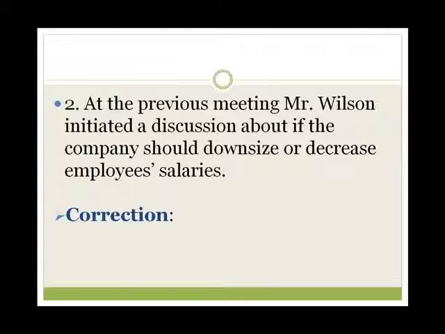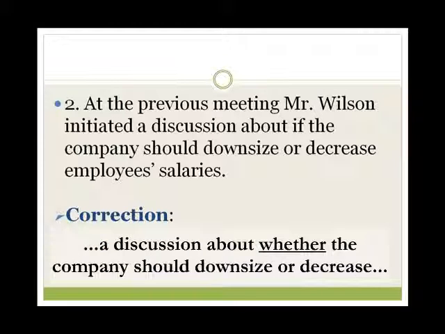The correction is, at the previous meeting, Mr. Wilson initiated a discussion about whether the company should downsize or decrease employees' salaries. We're talking about uncertainty here. There are two alternatives, but we cannot use if after the preposition about. We must use whether. Also, even if we had the choice, whether would be more appropriate because this is a very formal statement. The language is formal.